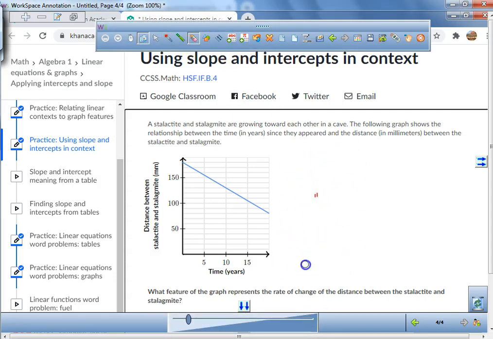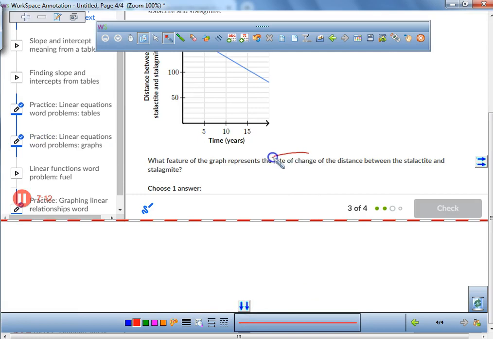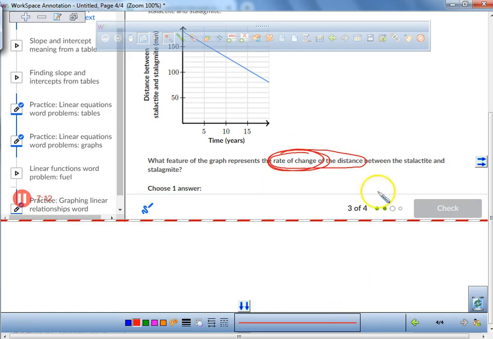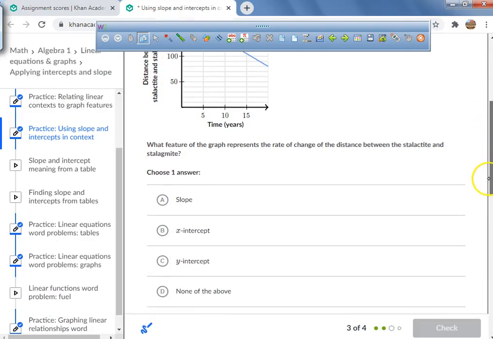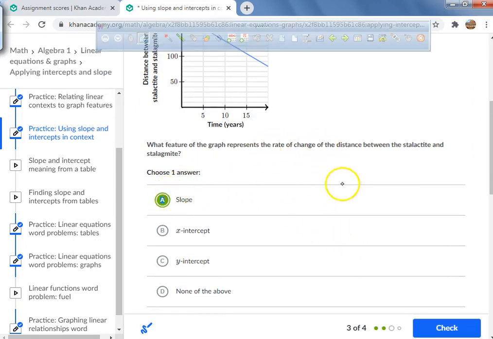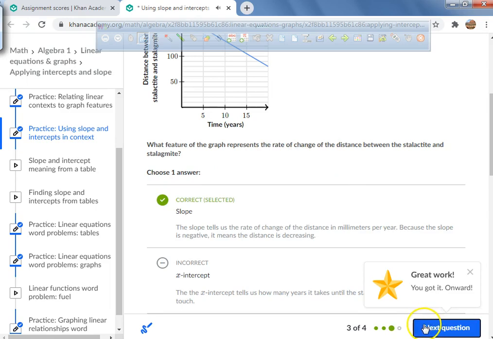All right. So right now, it asks what feature of the graph represents the rate of change of the distance. What are you guys thinking about the rate of change? What is that talking about? Slope, right? So this is the rate of change in the distance. So we're going to be talking about the slope. Anytime you see rate of change, what are you going to refer to? The slope.